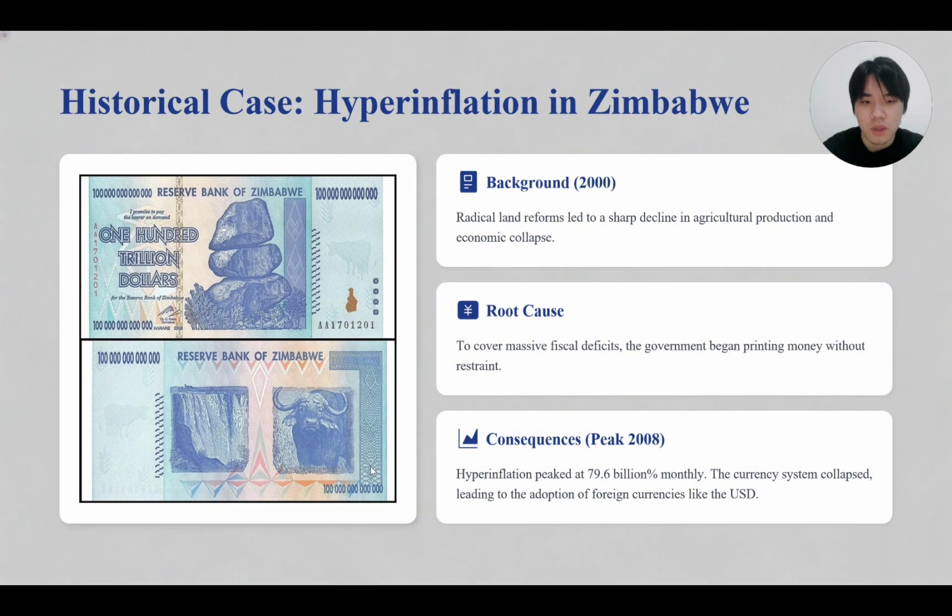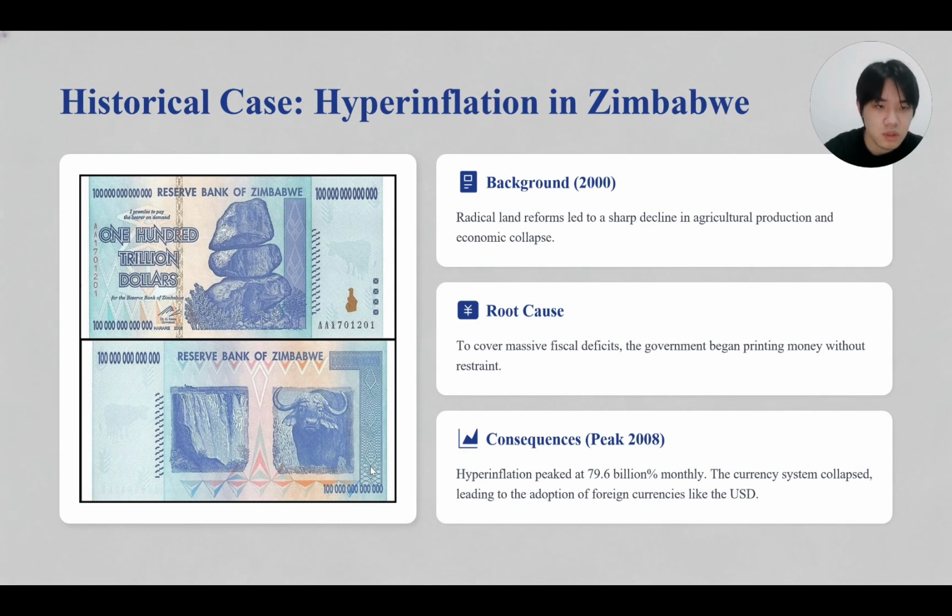The theory needs to be tested in reality. The example of Zimbabwe is the classic one. In the 2000s, due to the failed land reform, Zimbabwe's economy fell into recession, and the government's fiscal situation deteriorated sharply.